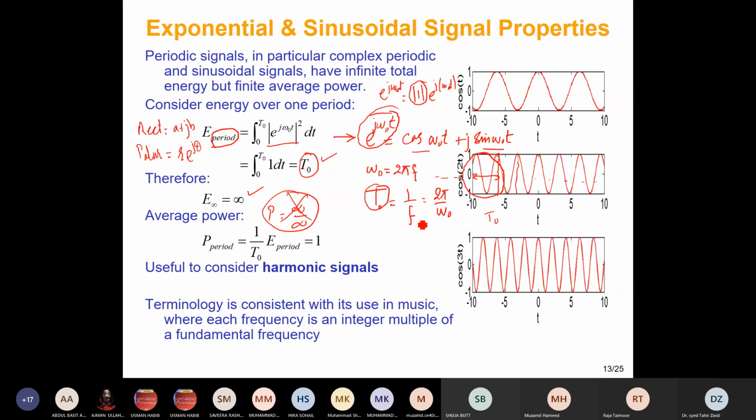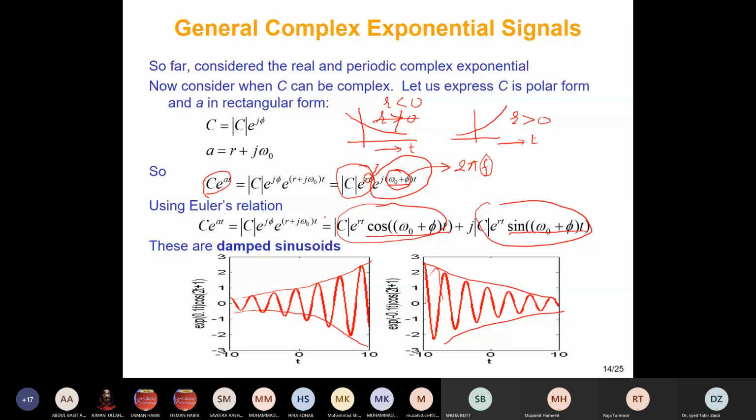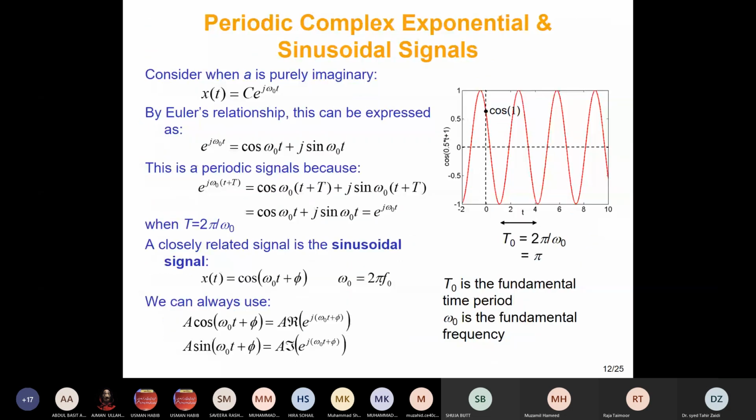And that is what is done right here. So one time period is basically T naught, and the energy in one time period was also T naught. So it is basically just T naught over T naught. For the periodic signal, the average energy or power that we get is actually equal to 1, right? This is just one example shown right here for complex exponent.